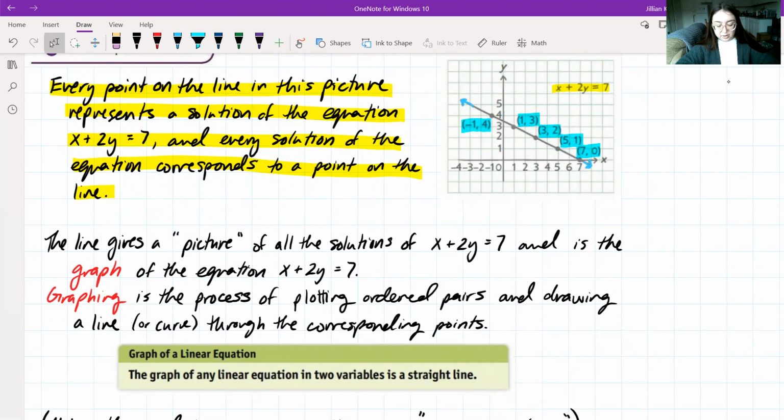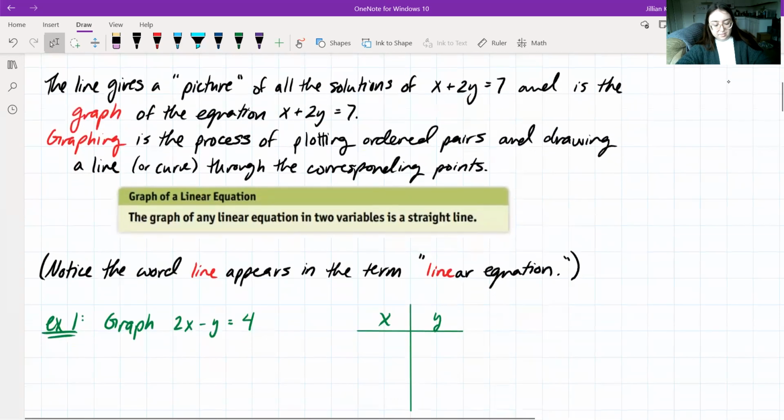So the graph of any linear equation in two variables is a straight line. And in order to graph a straight line, all we need to do is find 2 points and connect those points. Notice that the word line appears in the term linear equation. So when we talk about linear equations, we know that these are equations that when graphed will produce a line.